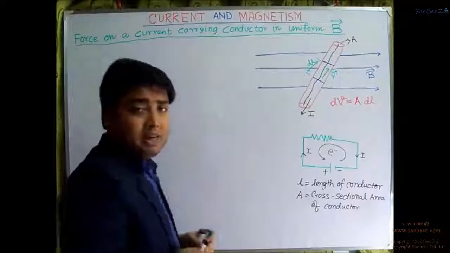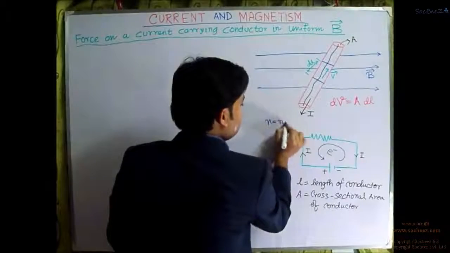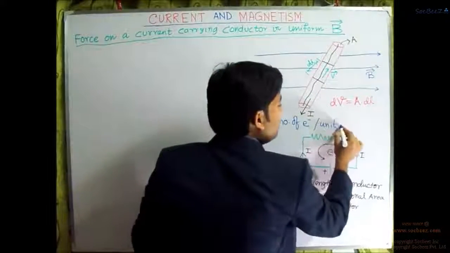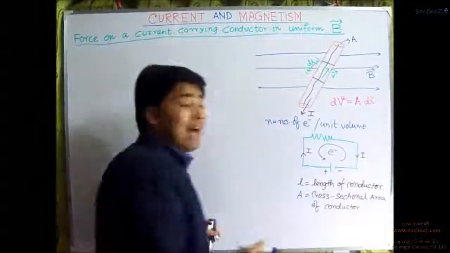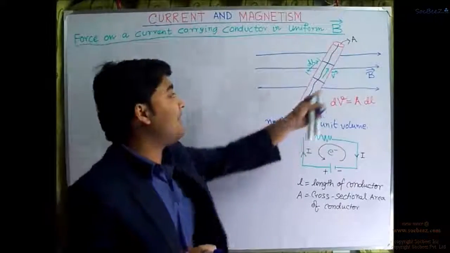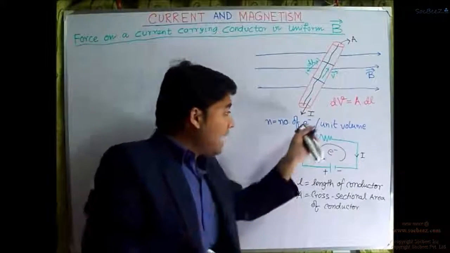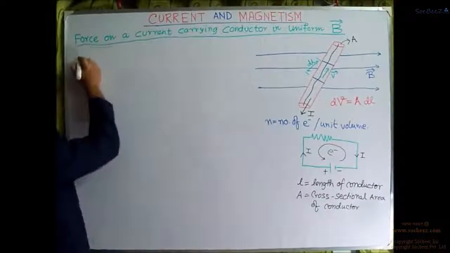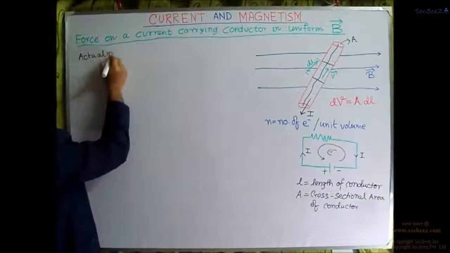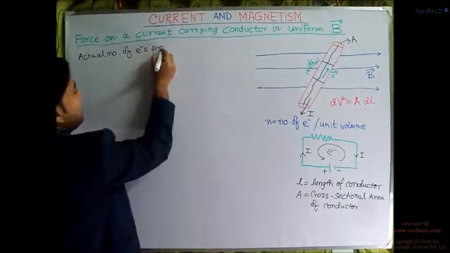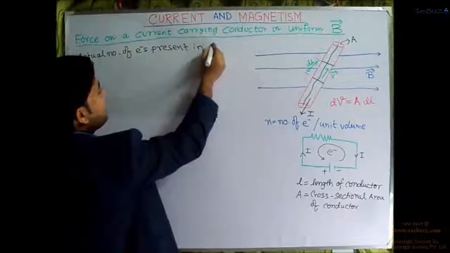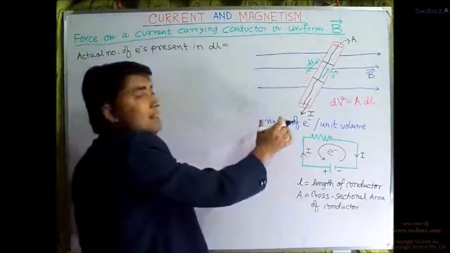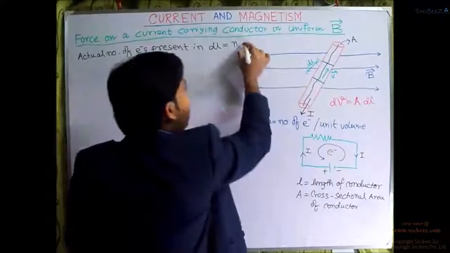Now, if it is mentioned that n is equal to the number of electrons per unit volume, then the actual number of electrons present inside this part will be equal to n multiplied by the volume, right? So the actual number of electrons present in this part dl will be equal to the volume multiplied by n, or n multiplied by A dl.